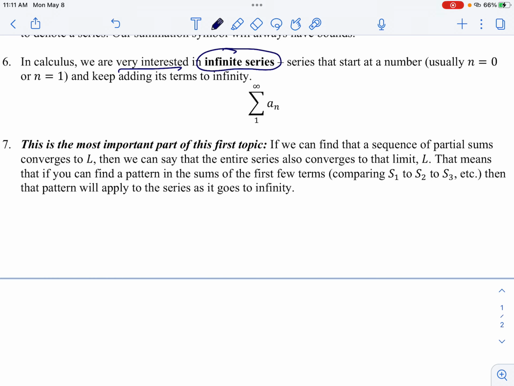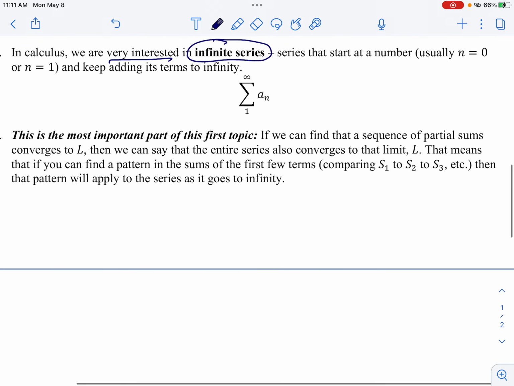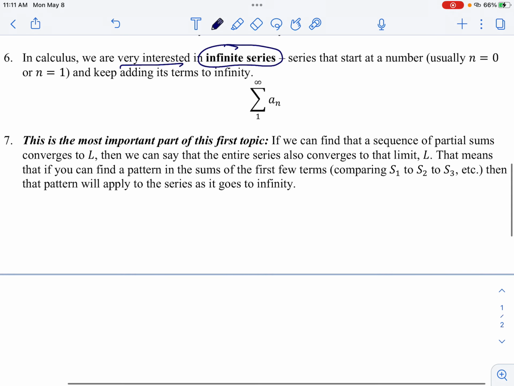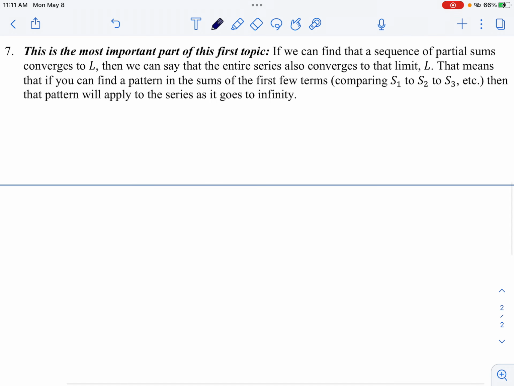We have many series that as we add them up, they actually approach a number. The series would usually have to be decreasing as we go up, so it's getting smaller and smaller and getting closer and closer to a number. Now, in calculus, let's read this again. In calculus, we're very interested in infinite series that start at a number, usually n equals 0, n equals 1, and keep adding its terms to infinity. So just keep adding and adding. And we'll look at an example in a second.